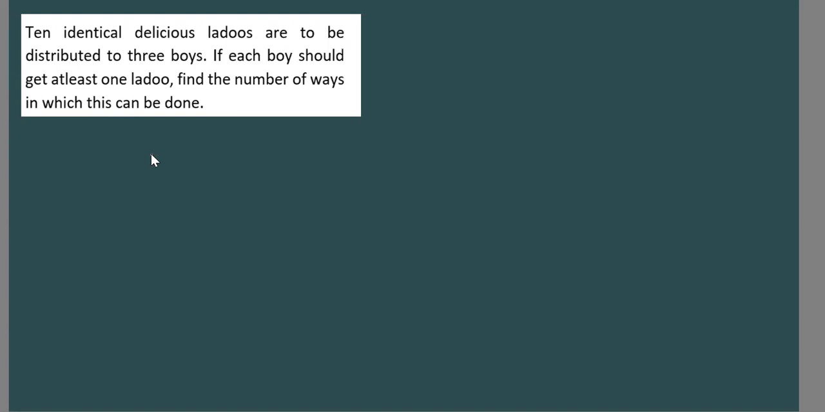So the way to distribute these laddus is we can use a trick here. So what is the trick? If I line up all these laddus, so let's say these are the laddus, represented by these zeros. You can call them zeros, but let's say these are the laddus. How many? There are 10.